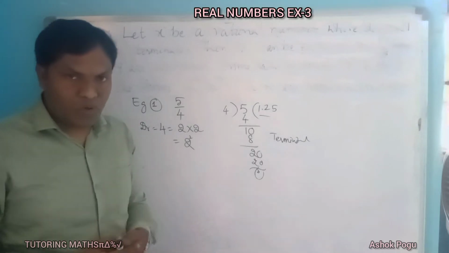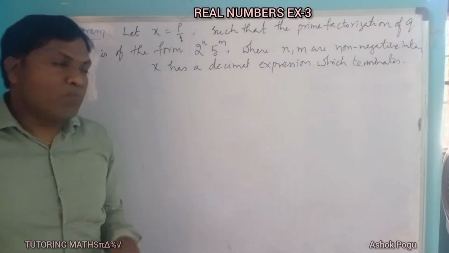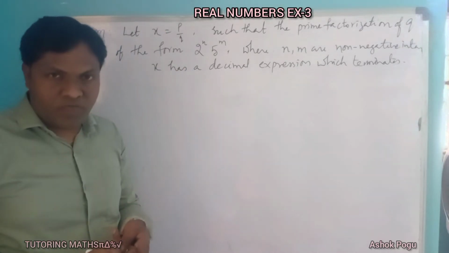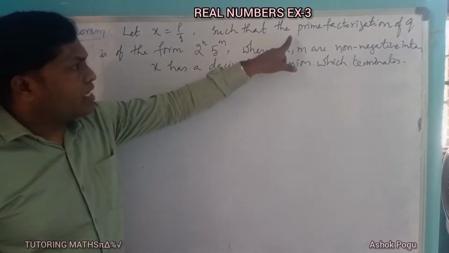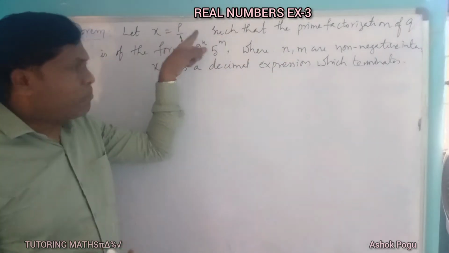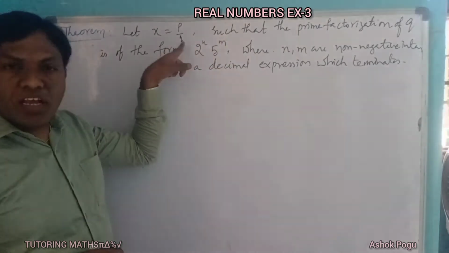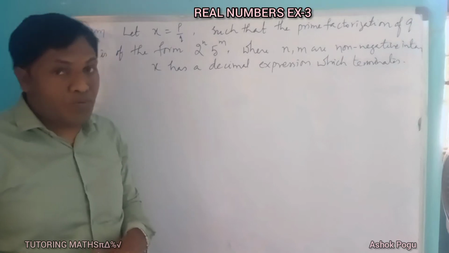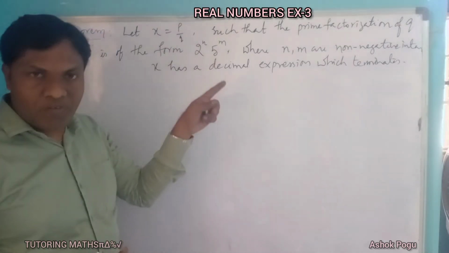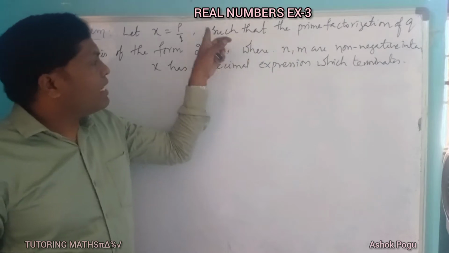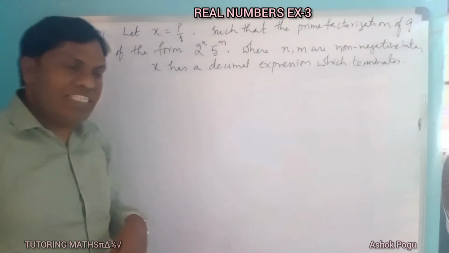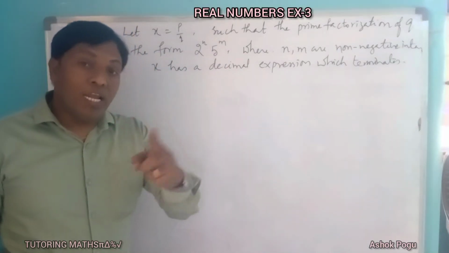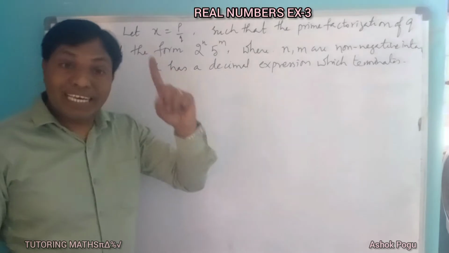Let us see one more theorem. Let x be any rational number in the form of p by q, such that the prime factorization of the denominator q is of the form 2 to the power of n into 5 to the power of m, where n and m are non-negative integers. Then x has a decimal expression which surely terminates.